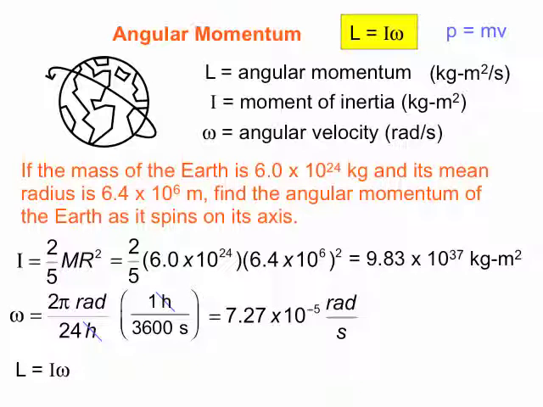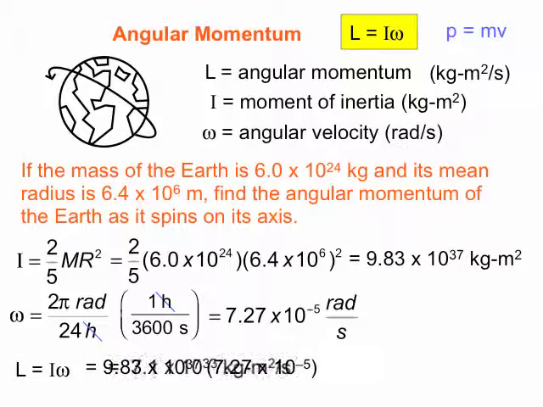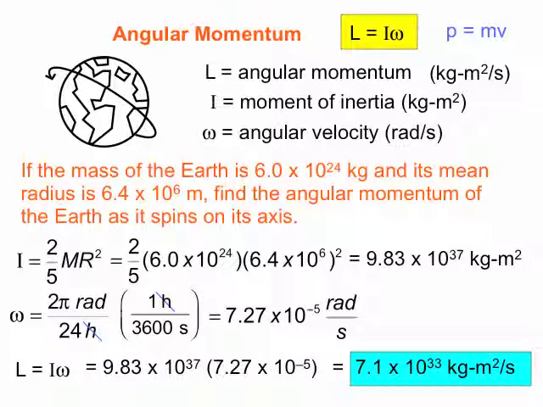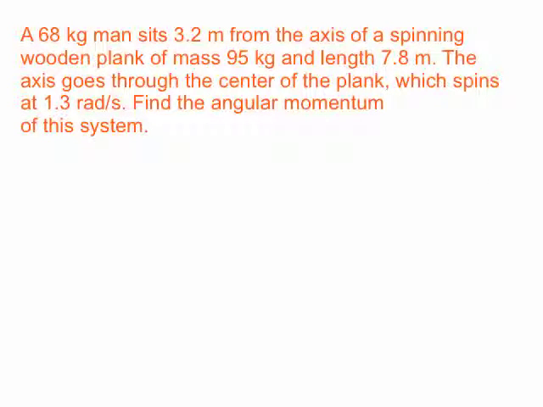We then feed that into our angular momentum equation, and we get 7.1 times 10 to the 33 kilogram meters squared per second. Pretty big, which we would expect. It's the Earth. It's massive. We should have a massive angular momentum.